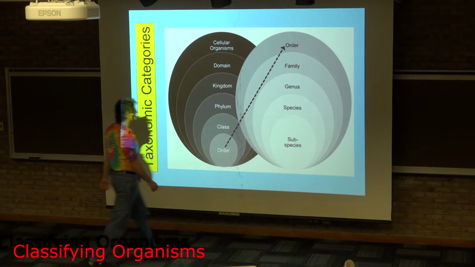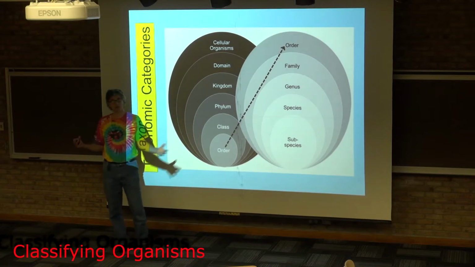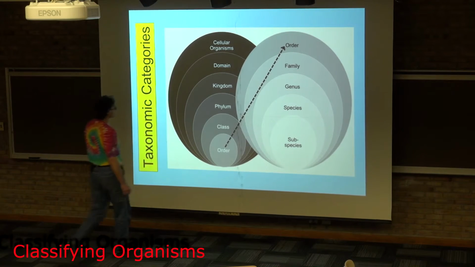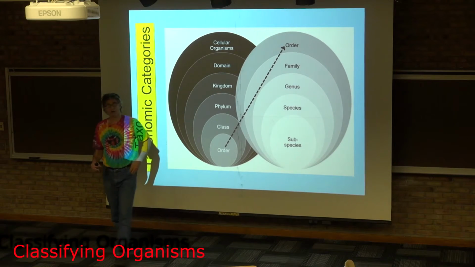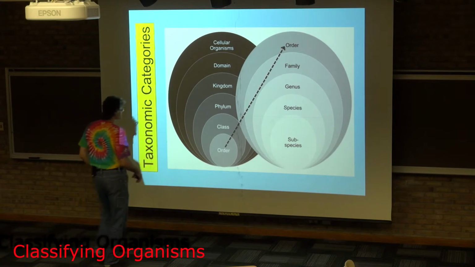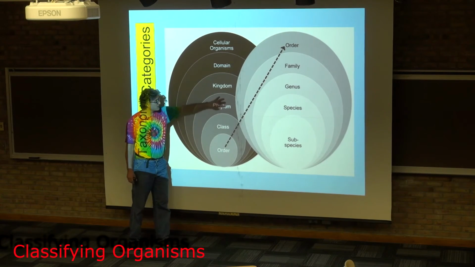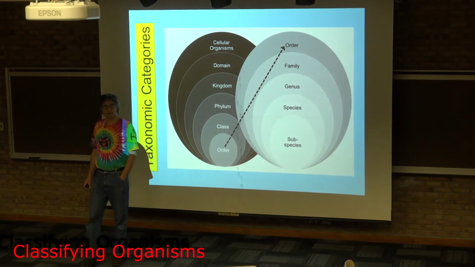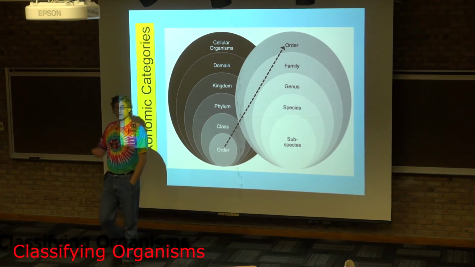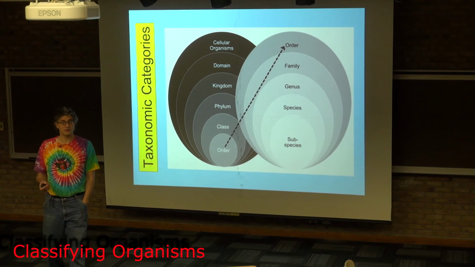So each time you go up, you're including more types of organisms. And the organisms that are included together in each of these groups are organisms that are more similar to one another. So organisms that are in the same order are going to be more similar to each other than organisms necessarily are that are in the same phylum or in the same domain. But all the organisms found in one domain are going to be more similar to each other than organisms found in a different domain.